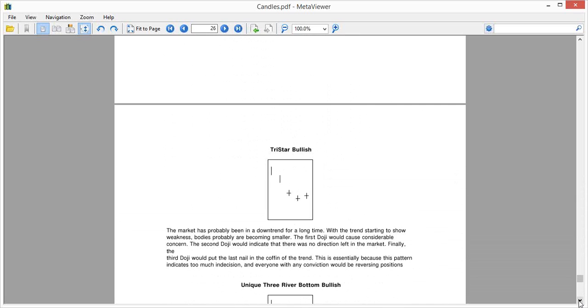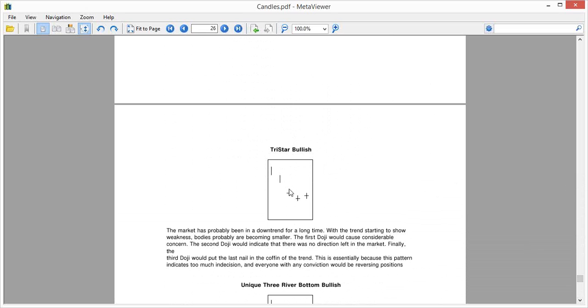Tri-star bullish. The market has probably been in a downtrend for a long time, with the trend starting to show weakness. Bodies probably are becoming smaller. The first doji would cause considerable concern. The second doji would indicate that there was no direction left in the market. Finally, the 3rd doji will put the last nail in the coffin of the trend. This is essentially because the pattern indicates too much indecision, and everybody with any conviction would be reversing positions.